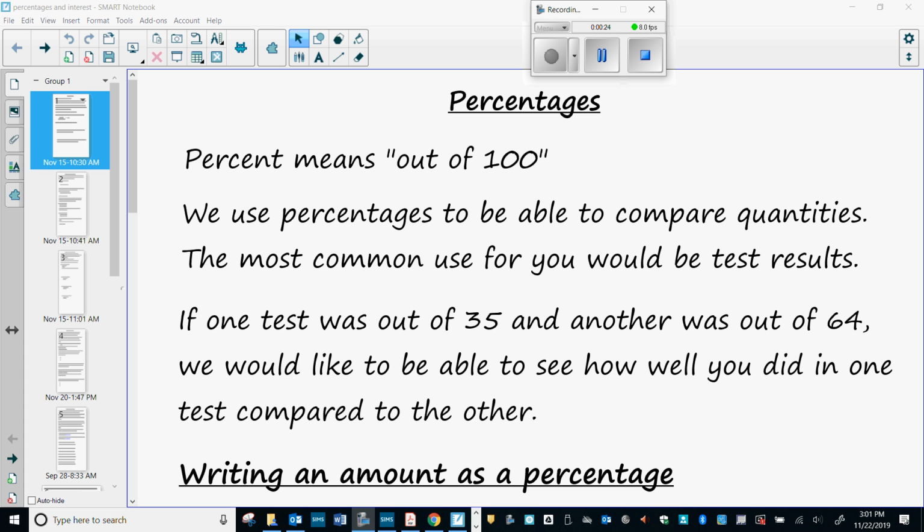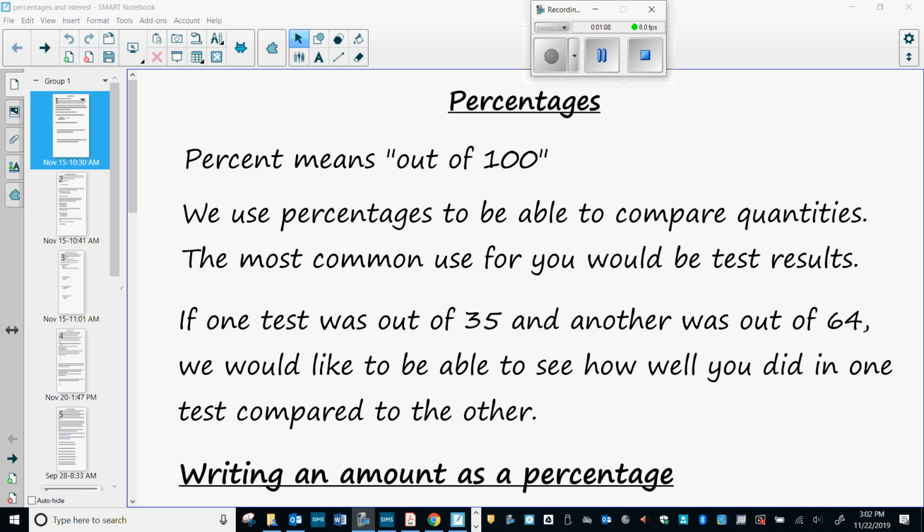So, percent is out of 100. Okay? So, the cent part tells you. There you go. Cent tells you percentile. So, we use percentages to be able to compare quantities. The most common use for you would be test results, obviously. One test was out of 15, another test was out of 80. It's very hard to say, well, 13 out of 15, how does that compare to 75 out of 80? Which one did you actually do better in? So what we do is change them to be reflected as though they were both out of 100, and that enables us to compare them.